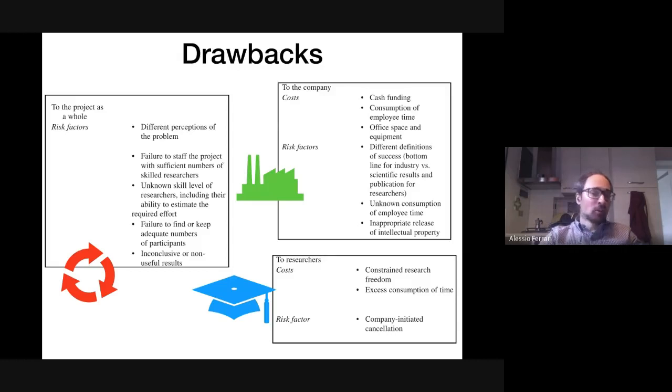And for the whole project, of course, there are different views of the problems from the different participants, and there might be problems related to the degree of skills of the researcher in understanding the environment and the degree of competence of the people from the company in understanding the potential of the research. And there is the risk that the results are inconclusive. And that's why often you have to iterate.